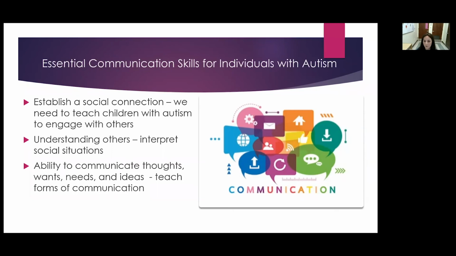Everybody, we all have wants, we all have needs, we all have the desire. We are social human beings. Human beings by nature are social, and we love to communicate with other people. And really, it's essential to teach these children with autism, these individuals, how to communicate their thoughts, their desires, their ideas. And we really need to teach them these ideas and techniques and ways that they can communicate.